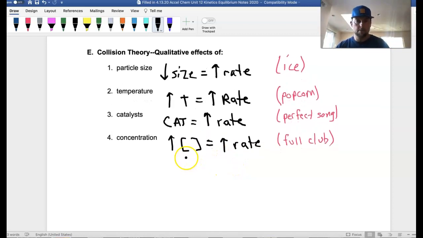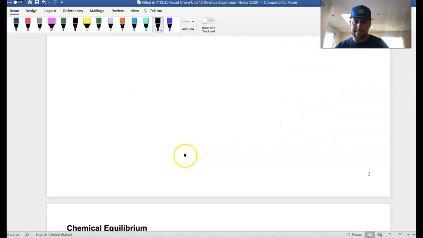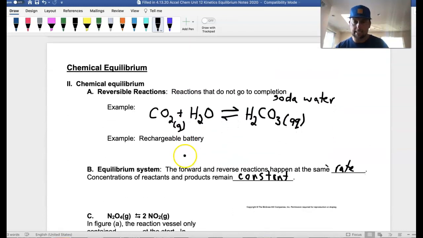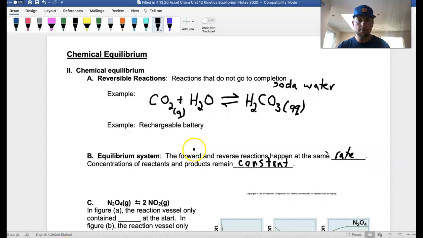Okay, so that's it on kinetics for now. I want to talk just a little bit about chemical equilibrium and introduce it. Whenever you're asked, is this an equilibrium reaction or is something reversible, just look for these arrows. If you see a forward and a backward arrow, that means this is a reversible reaction.